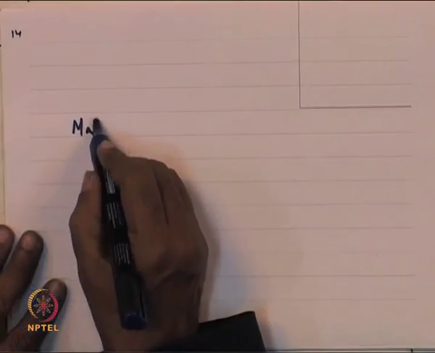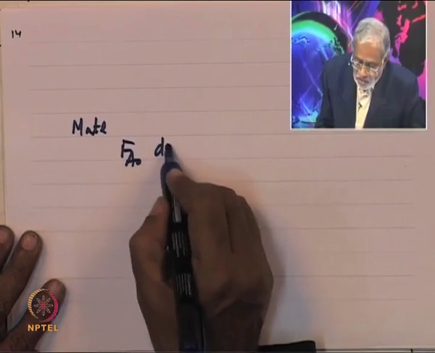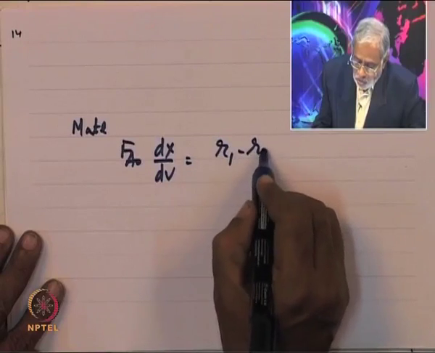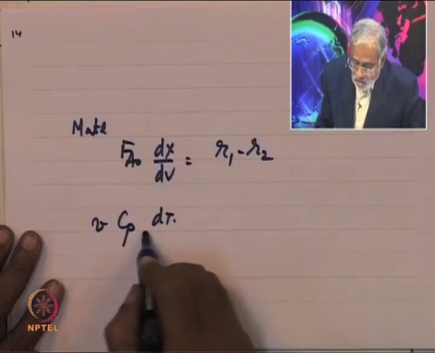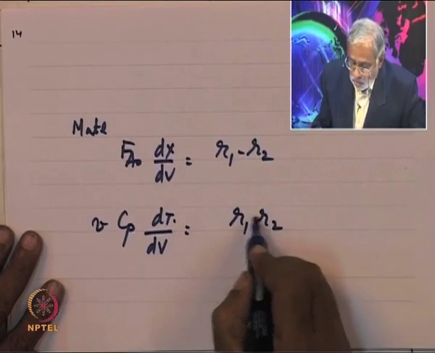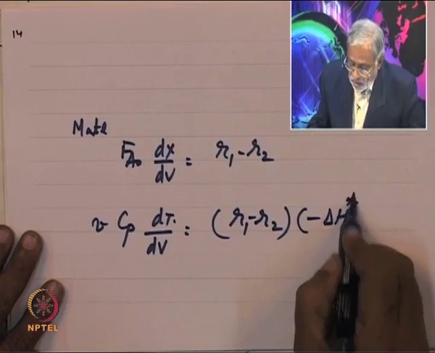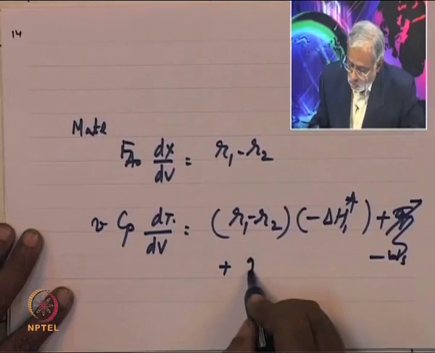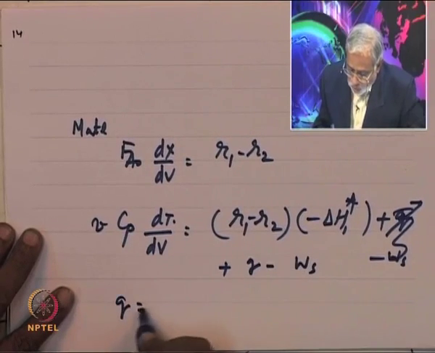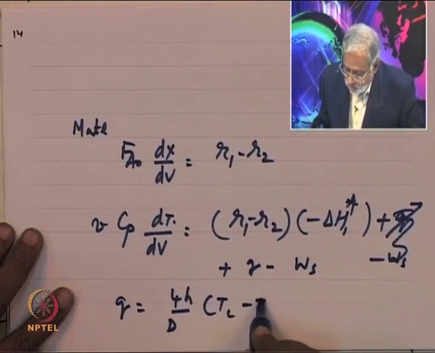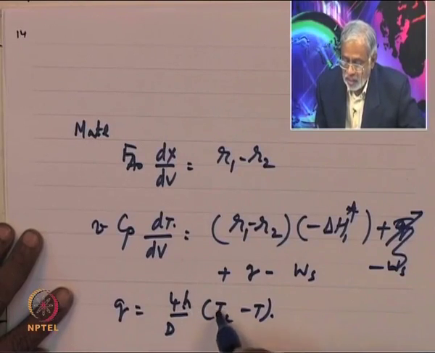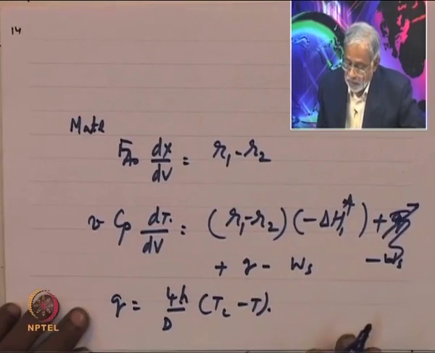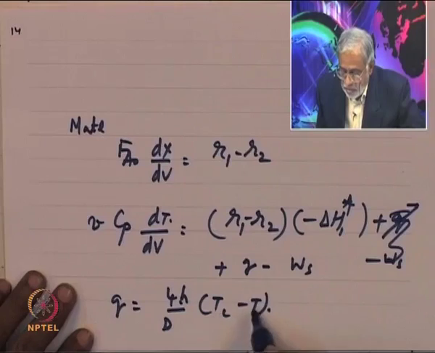Let us try and look at how to understand this by writing our equations once again. So, let me write the tubular reactor once again. We have our material balance, which is F A naught times dx/dV equal to R 1 minus R 2. Then we have our energy balance, which is dT/dV equal to (R 1 minus R 2) times (minus delta H 1 star) plus Q minus W s, and Q we have shown it can be replaced by this, where it is H times (T c minus T), where H is the heat transfer coefficient, T c is the temperature of the heating medium. And if it is a cooling medium, this T c minus T would be negative, so it does not matter.